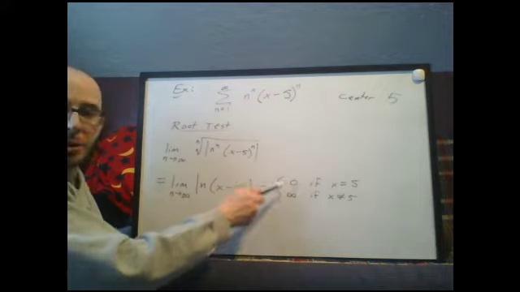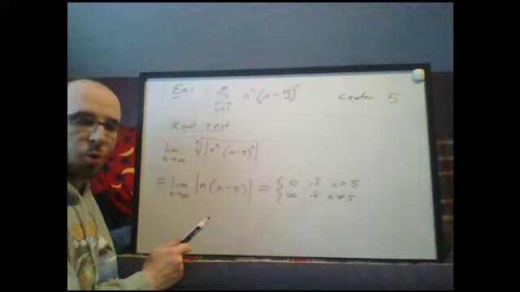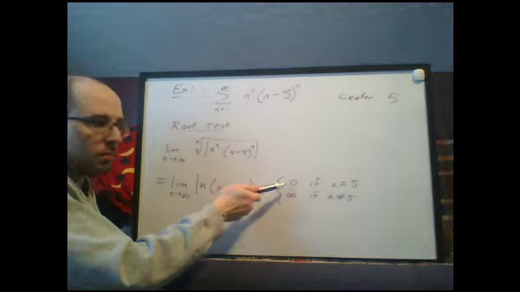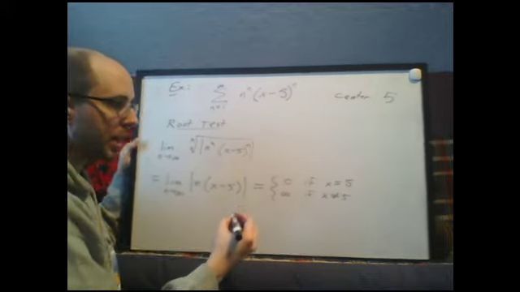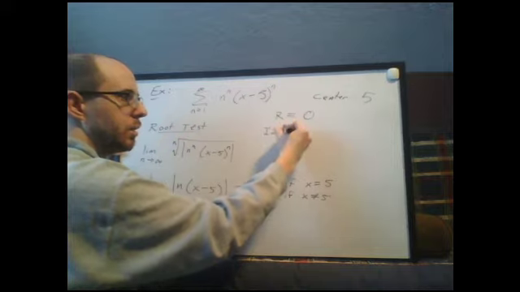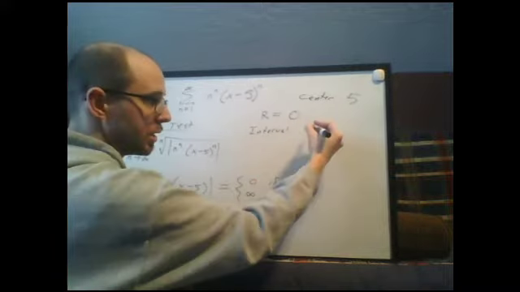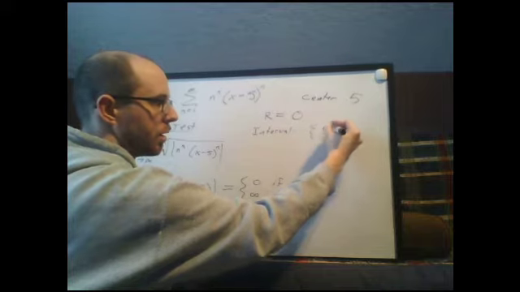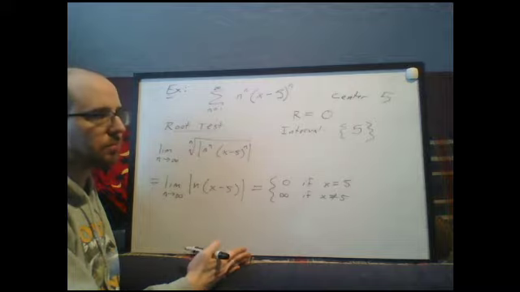Okay, so these are the only two possible outcomes for this limit. We have convergence if the limit is less than 1. Infinity is not less than 1. 0 is. So the only time this is convergent is if x equals 5. So my radius of convergence would be 0. And my interval, well, it's not actually an interval in this case. It's just a single point. It would just be the set containing the single number x equals 5. So it's convergent at 5 and nowhere else. That's what that means.